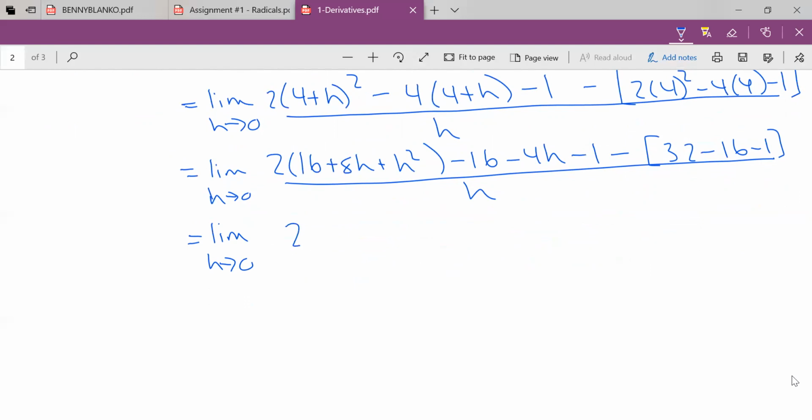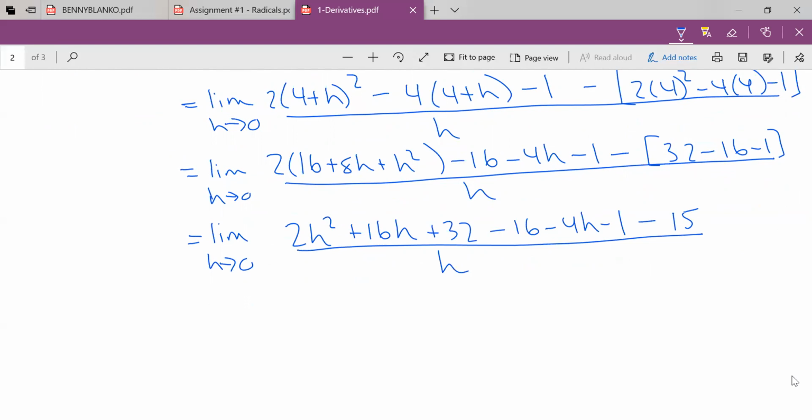So I'm going to multiply in the 2 and change the order at the same time, because I like my lead to be that. Okay, minus 16 minus 4h minus 1 minus, what do we get here? 32 minus 16 is 16, minus 1 is 15, over h.